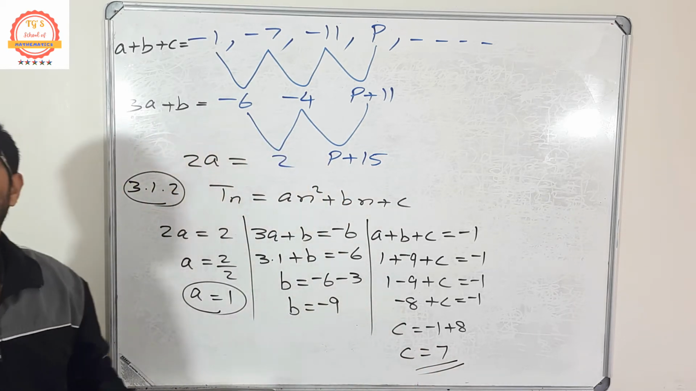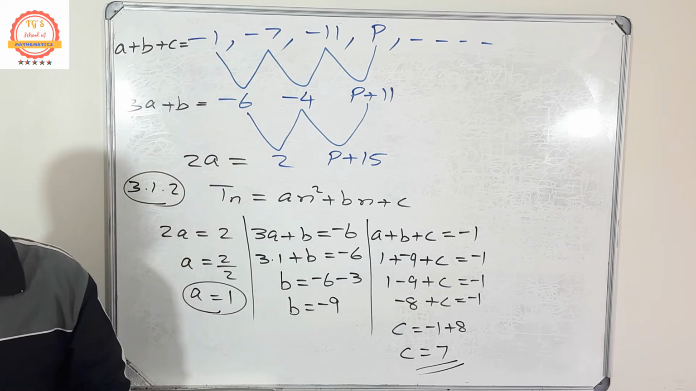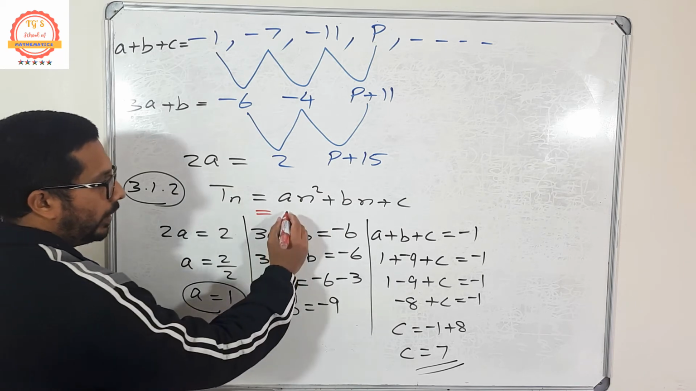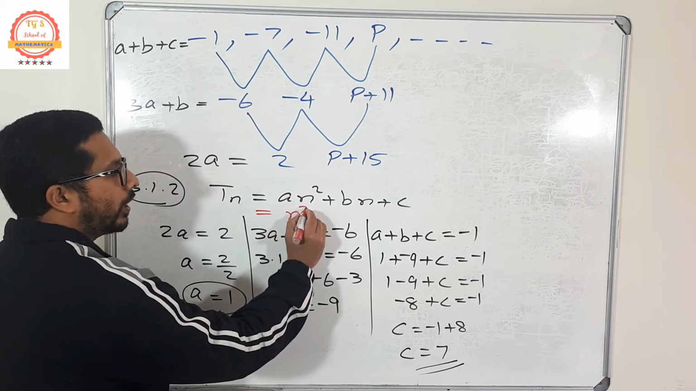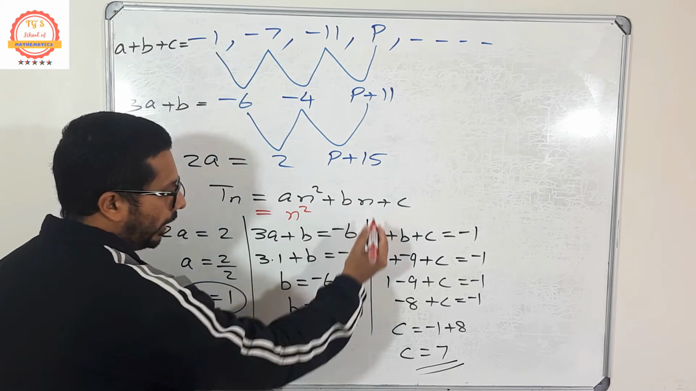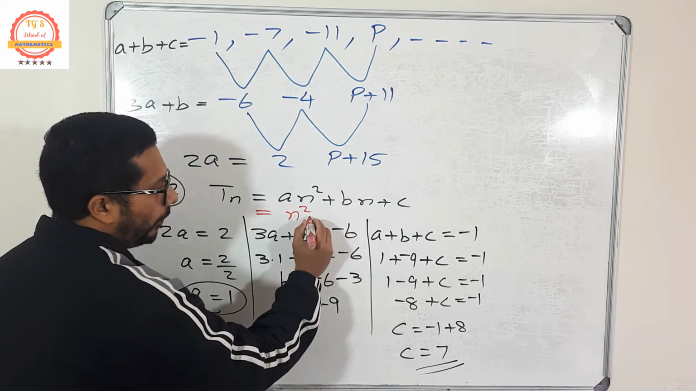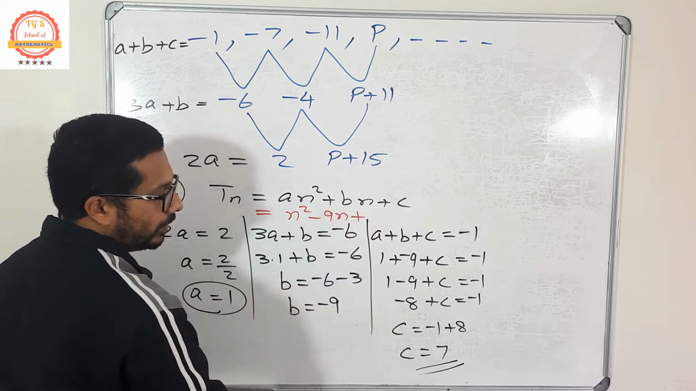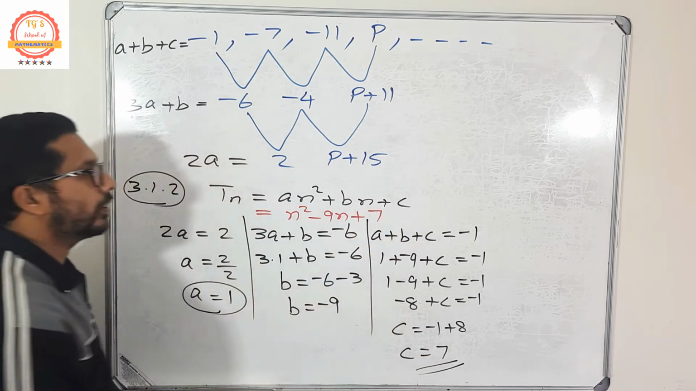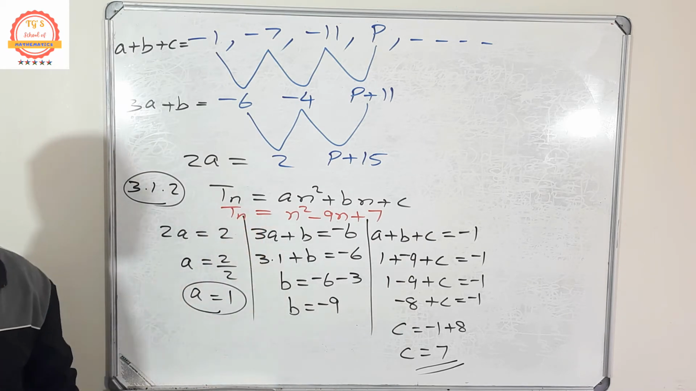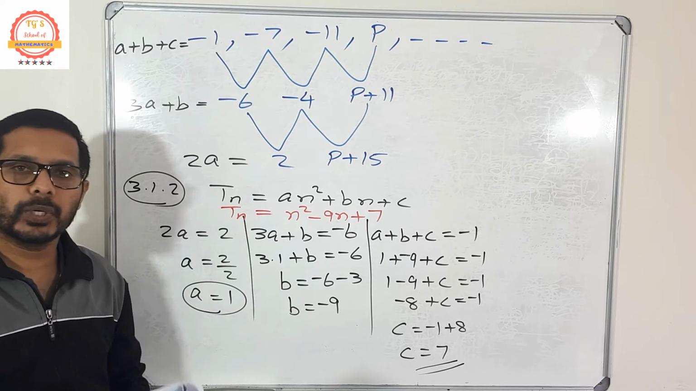So now what is our equation? It is a n square, 1 n square. There is no need to write 1 n square, that is n square. Then b n. What is b? Minus 9n, plus c. What is c? 7. So what is our Tn? Tn is equal to n square minus 9n plus 7.